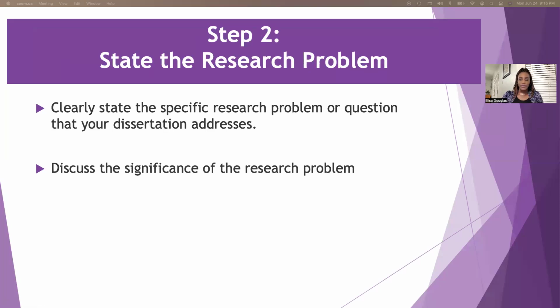The next step, step 2, is for you to state the research problem. You want to identify the problem and clearly state the specific research problem or question that your dissertation or thesis paper will address. So this should be a concise or brief statement that identifies the issue or the gap your research will intend to fill. So discuss the significance of the research problem as well and explain why it is important to address this issue and how your particular research will contribute to the field.